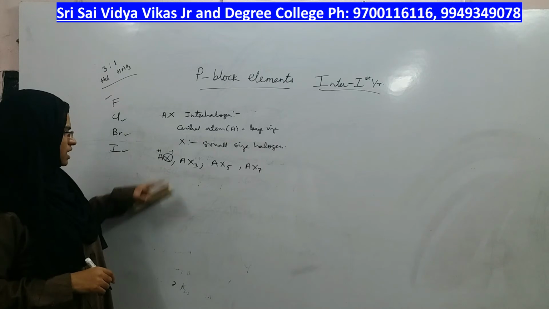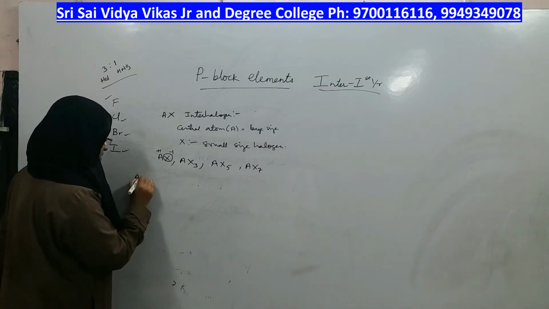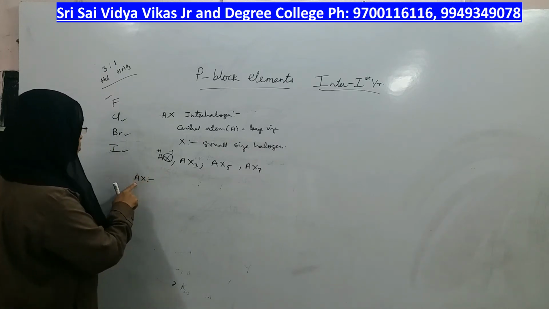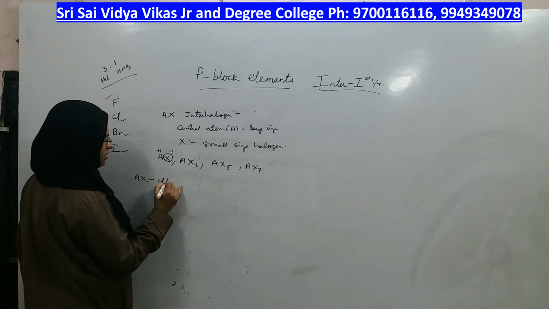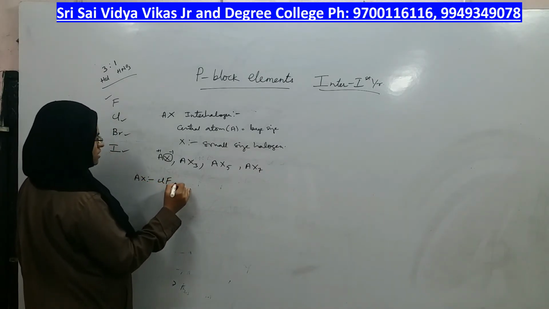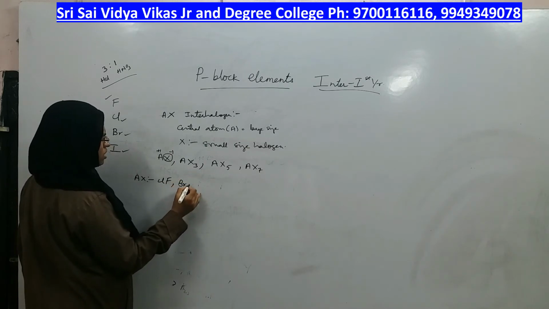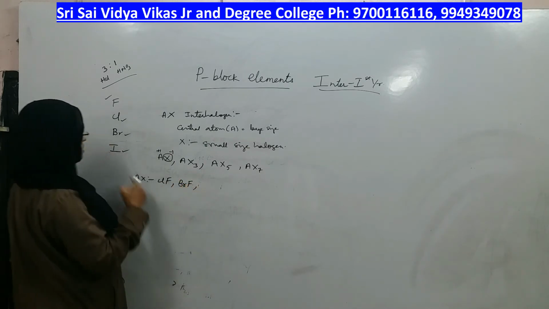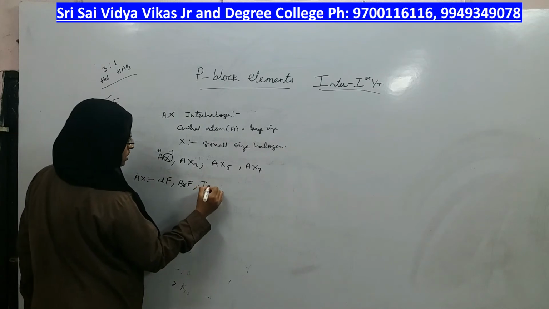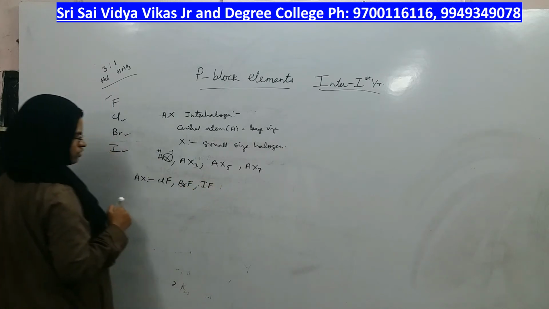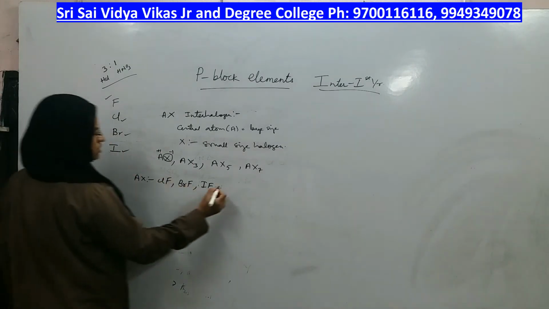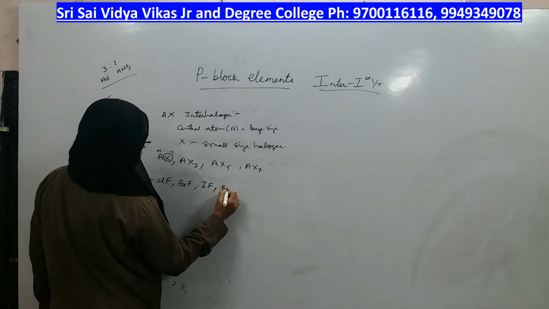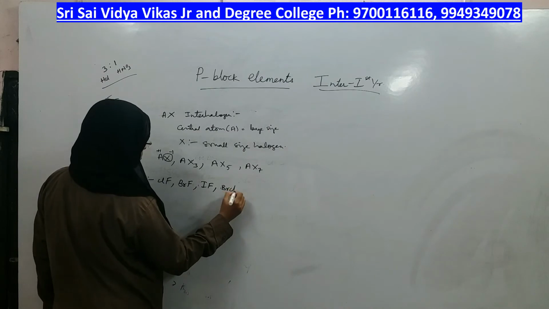How many examples can you take for AX type of interhalogen? Who can be A? Chlorine can become A with fluorine. Same way, bromine also can become A with fluorine. Same way, iodine also can become A with fluorine. Or else, next, with chlorine, bromine can become A with chlorine.